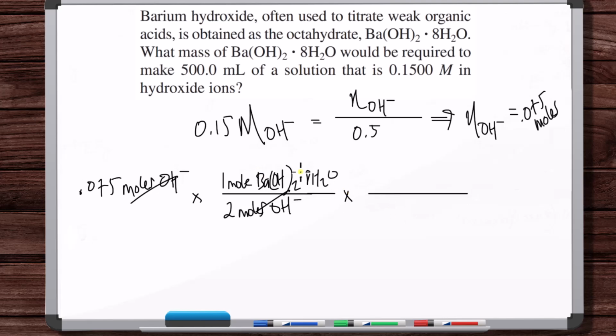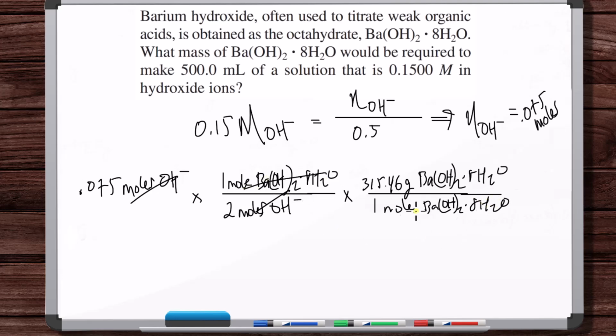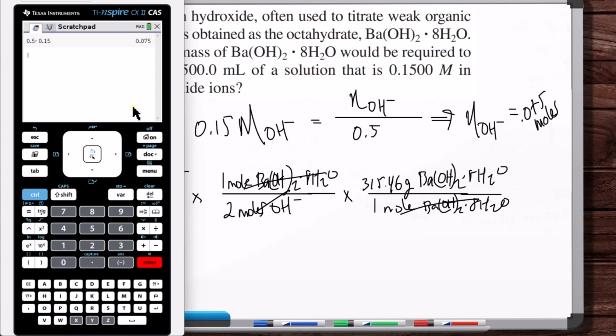Well, you just use the formula weight here. I'll Google it: the formula weight for barium hydroxide octahydrate is 315.46 grams for every 1 mole. And there you go. So it was 0.075 times 315.46 divided by 2, which is 11.8 grams.